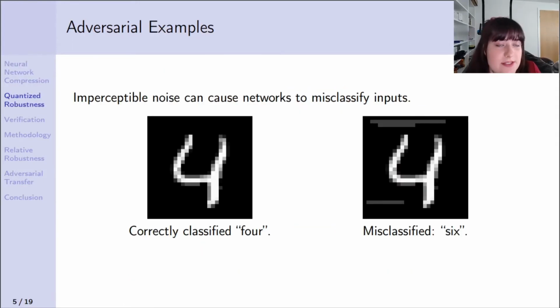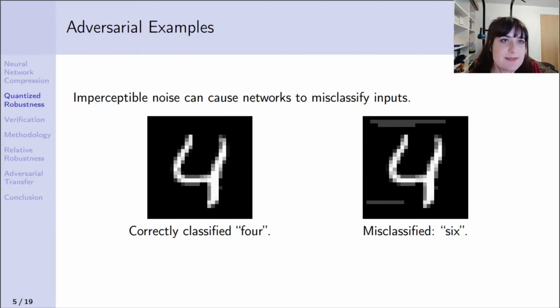Neural networks are susceptible to adversarial attack, which is where an input which would be correctly classified by a neural network has been maliciously altered in some way in order to cause the network to misclassify it. We have an example here. On the left-hand side, this input has been taken directly from the MNIST dataset and is correctly classified by our neural network as a 4. On the right-hand side, the same input has been maliciously altered in order to cause our network to misclassify it as a 6.